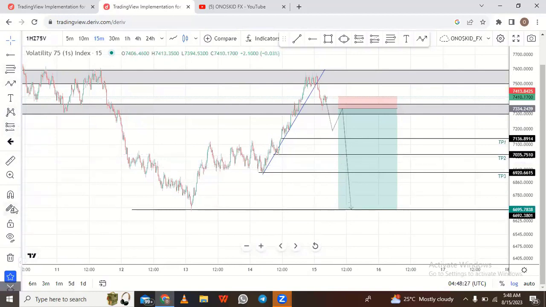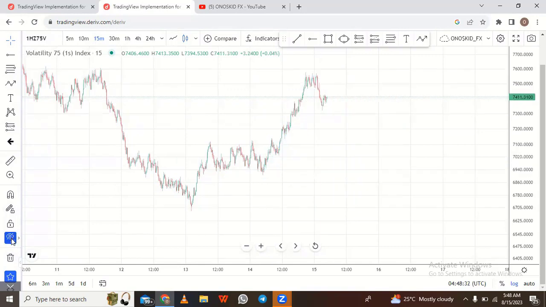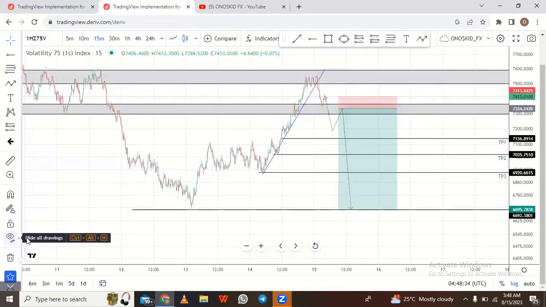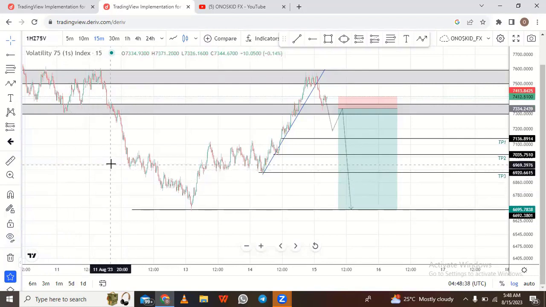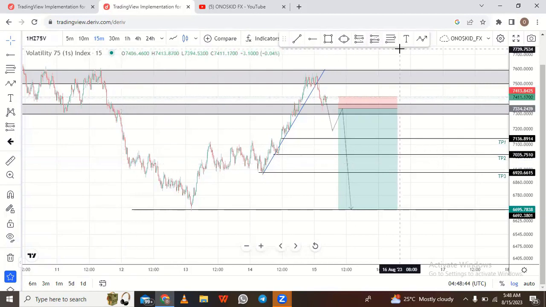You can use this tool to make all your drawings disappear. You can see everything I've drawn has disappeared. I can actually bring it back by just clicking on this. So there are a lot of tools here that you can use, and they're very, very simple. All you need to do is understand the tools that you are familiar with, the ones you want to use, but these are basically the most frequently used tools. That is why I add them to my favorites.